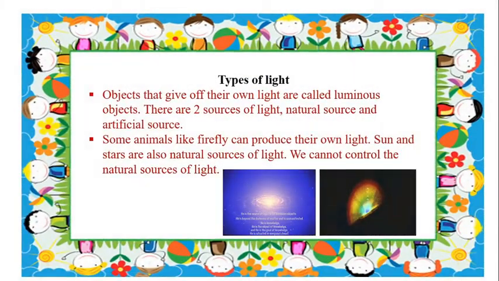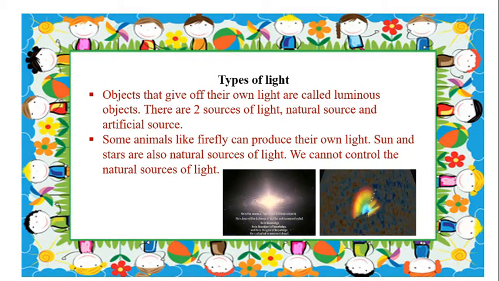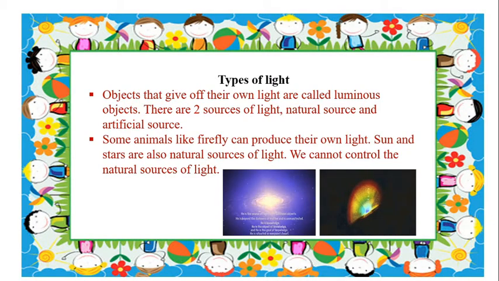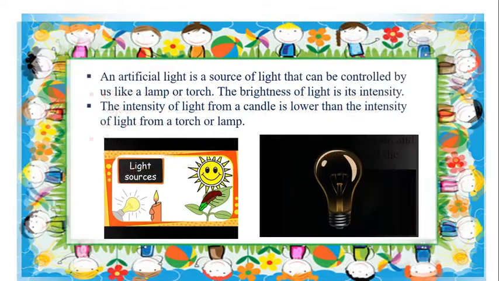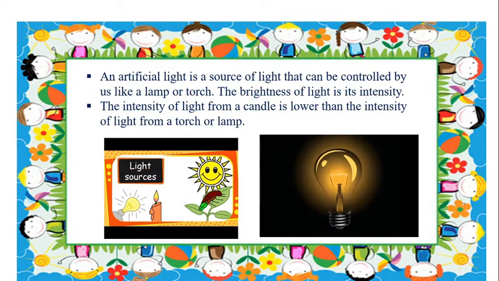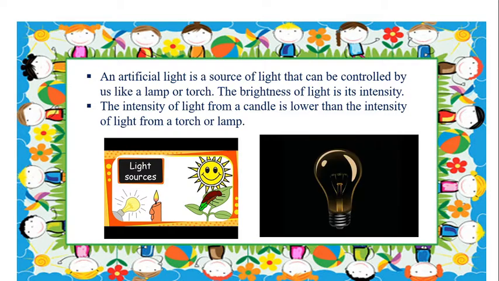Types of light. There are two sources of light, natural source and artificial source. Objects that give off their own light are called luminous objects. Luminous objects are of two types, natural and artificial. Sun, stars, and firefly are natural luminous objects because they are natural sources of light. Bulb, lamp, and torch are artificial sources of light that can be controlled by us.